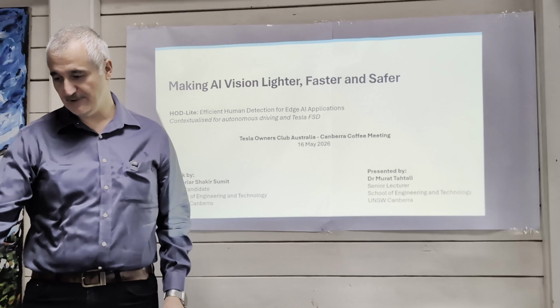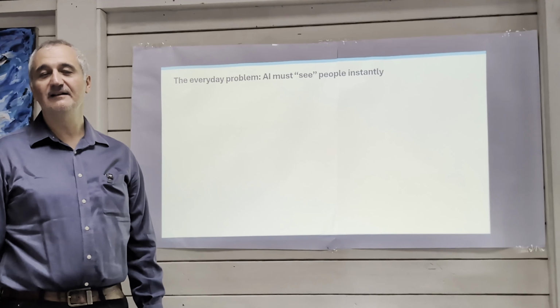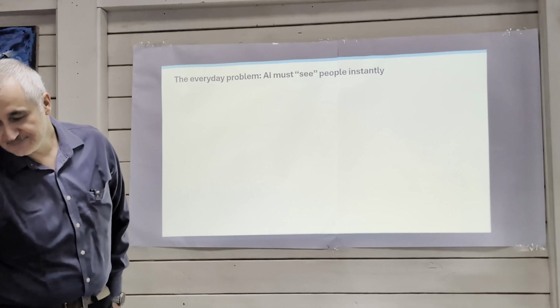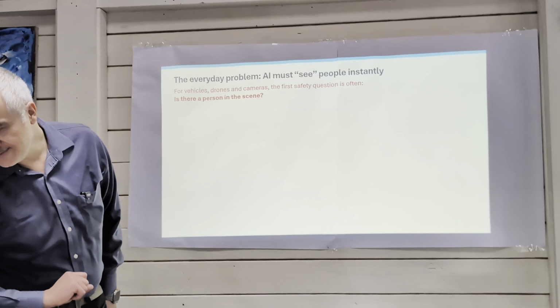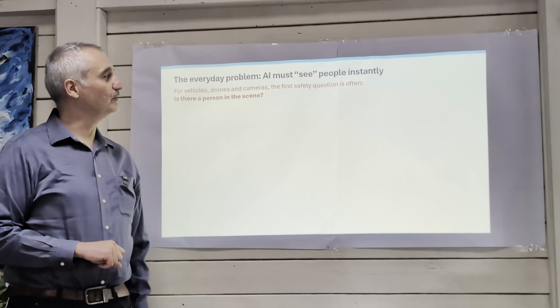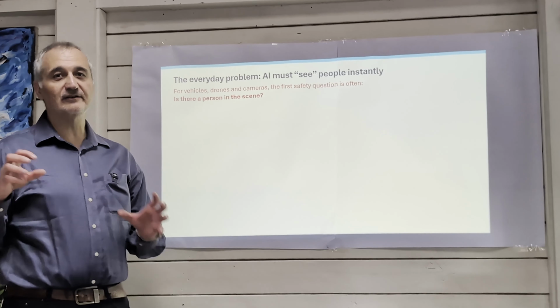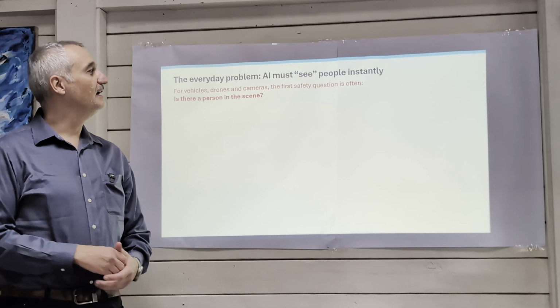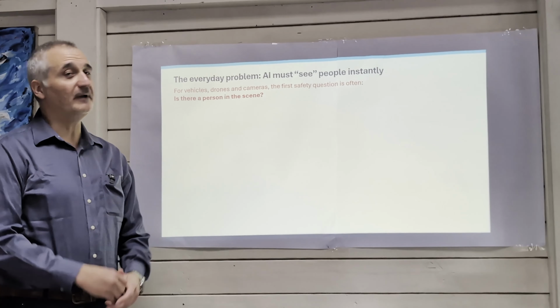So the everyday problem for an AI is that it must see people instantly, otherwise your self-driving car has no safety features. What we'd like to know is whether there's a person in the scene, aside from other objects.